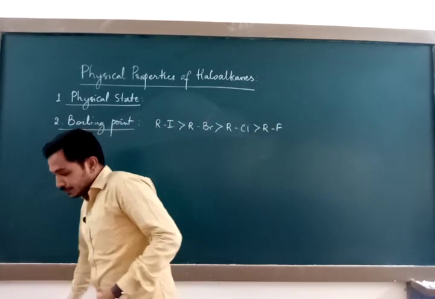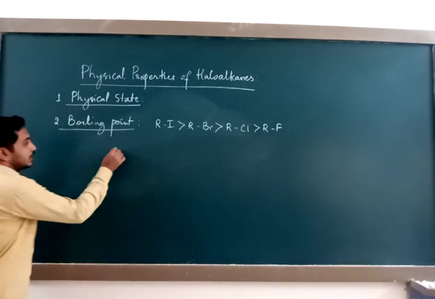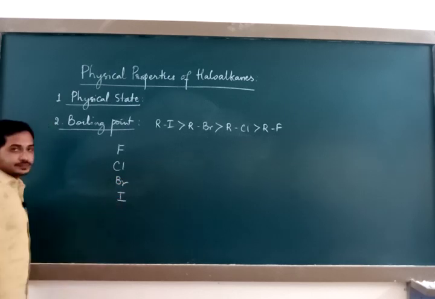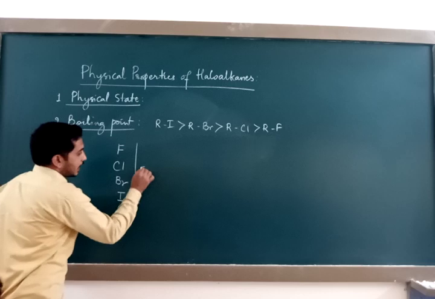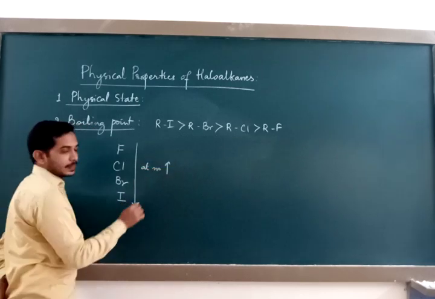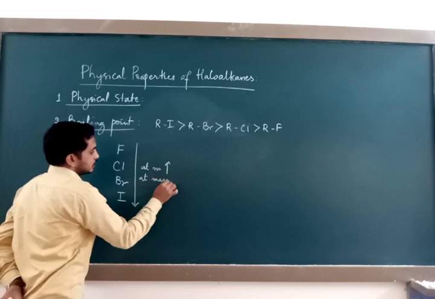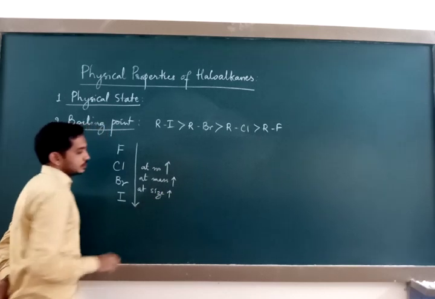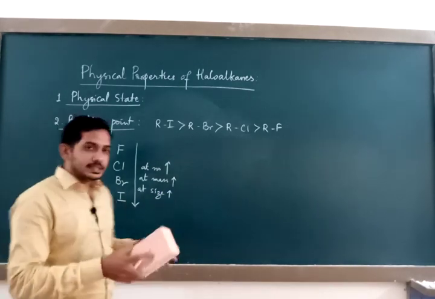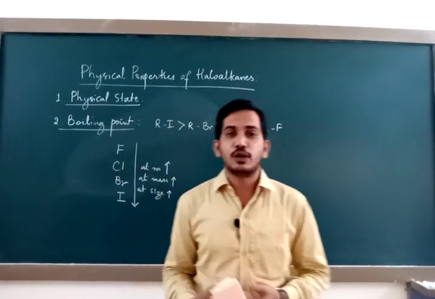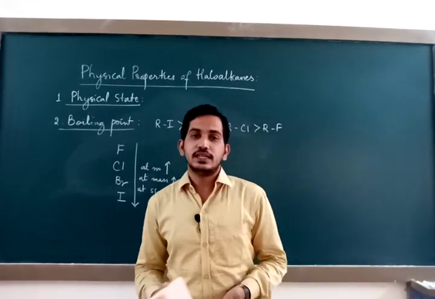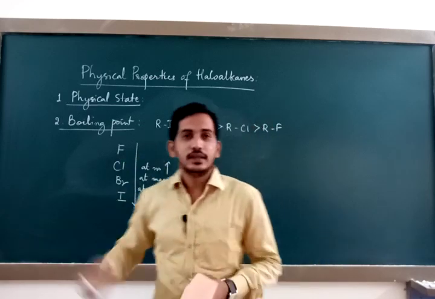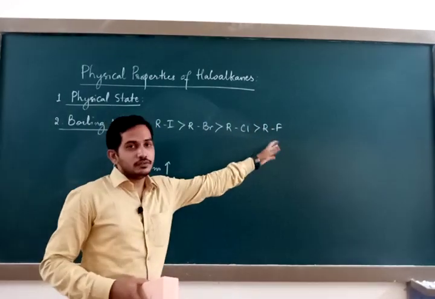Why this trend? It is because, see, in the periodic table down the group, fluorine comes first, then comes chlorine, then bromine, then iodine. So down the group, atomic number increases, atomic mass increases, so atomic size also increases. As a result, when atomic size increases, the van der Waals forces between them also increase, isn't it? So as a result, their boiling point is in the sequence. Alkyl iodides have higher boiling point than bromides, than chlorides, than fluorides.